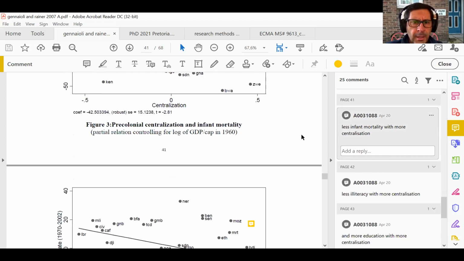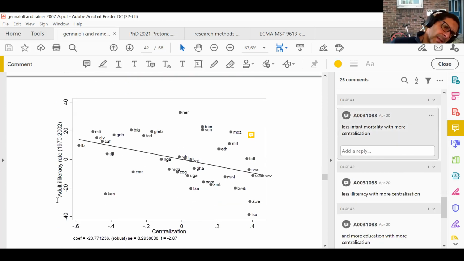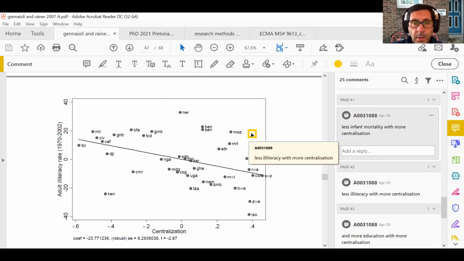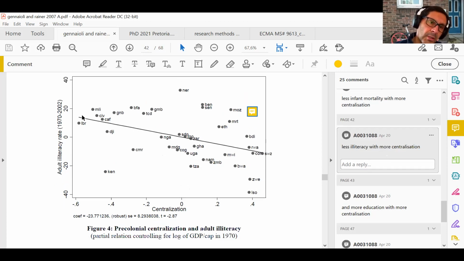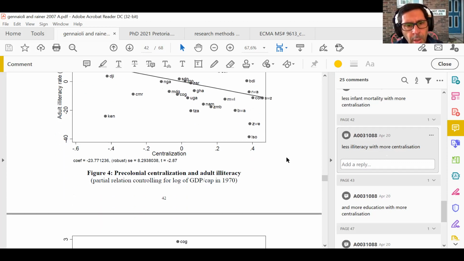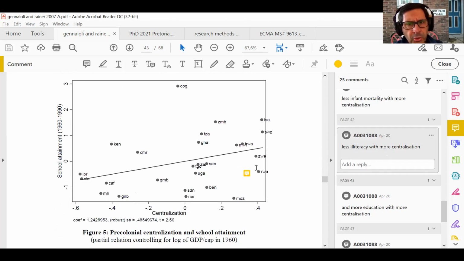Okay. And then here, adult illiteracy rate or provision of education. Again, we expect a negative correlation, less illiteracy or more literate people with more centralization. So we expect a negative correlation there, right? Between political centralization and education or less education. And there are more pictures there.